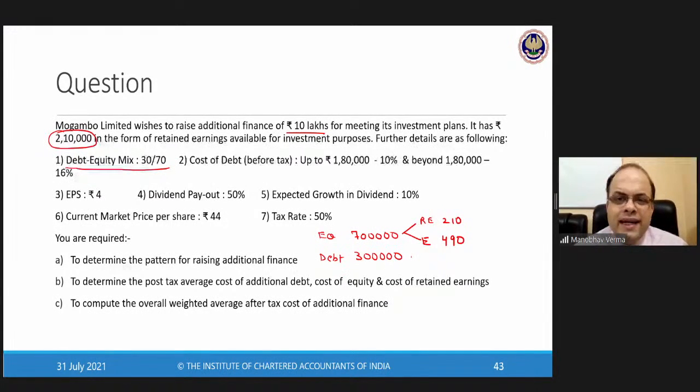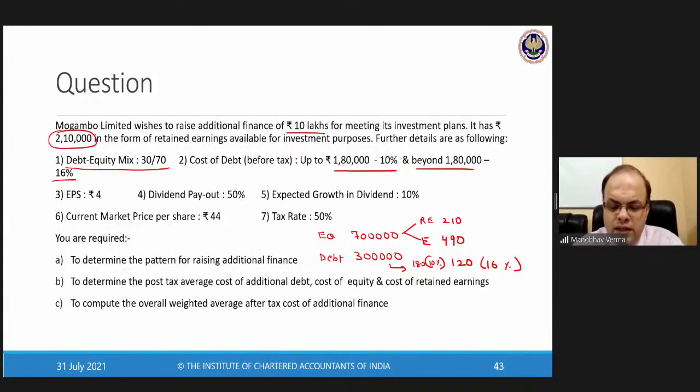Now, what about this debt? Even in this debt, we're talking about 10% up to 180, and beyond 180, it's 16%. So don't you think that also spells it out, like 180 at 10%, and then 120 at 16%? Something like this, guys. That's your pattern for additional finance. So let's see your responses. I'm getting many more responses now. Amazing. I'm getting equally excited.